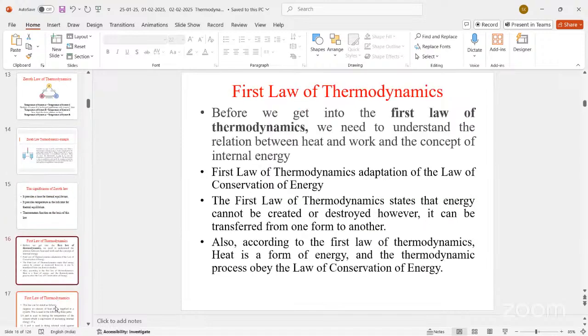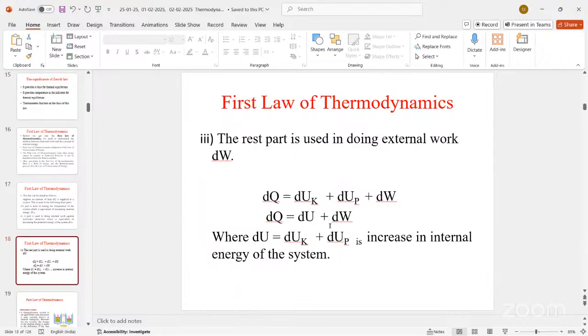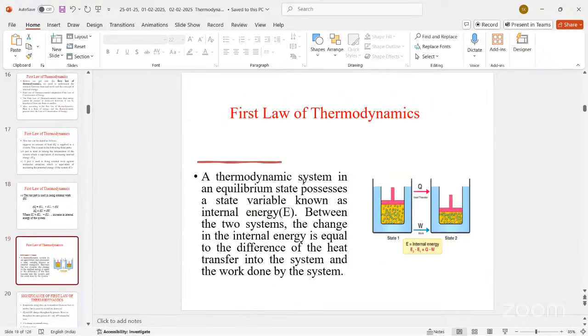Okay, and the first law of thermodynamics, what is the first law of thermodynamics? This is the equation of the first law of thermodynamics. In previous classes we explained about this. This is one example for this first law of thermodynamics.